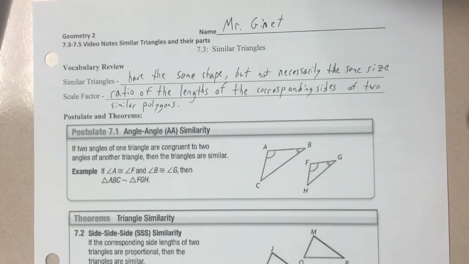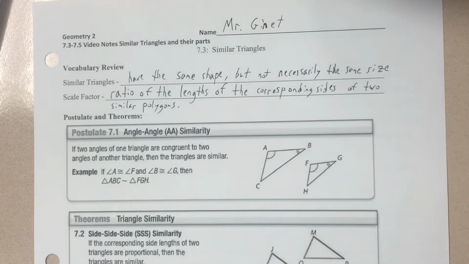Okay, so I have these definitions written down. If you want to pause and write them down yourself, you can do that. So for similar triangles, our review is saying that similar triangles have the same shape but are not necessarily the same size. And for scale factor, that's the ratio of the lengths of the corresponding sides of two similar polygons.